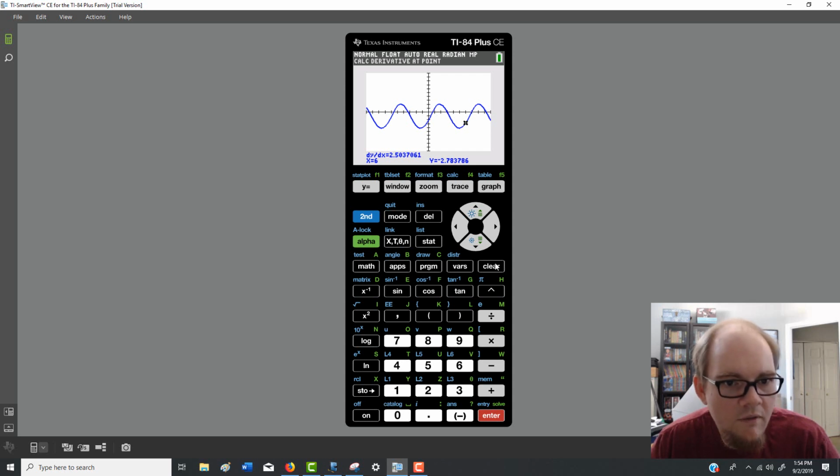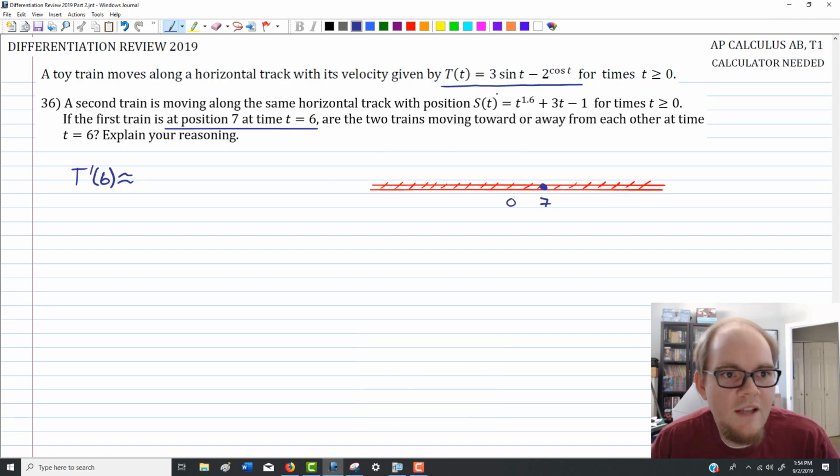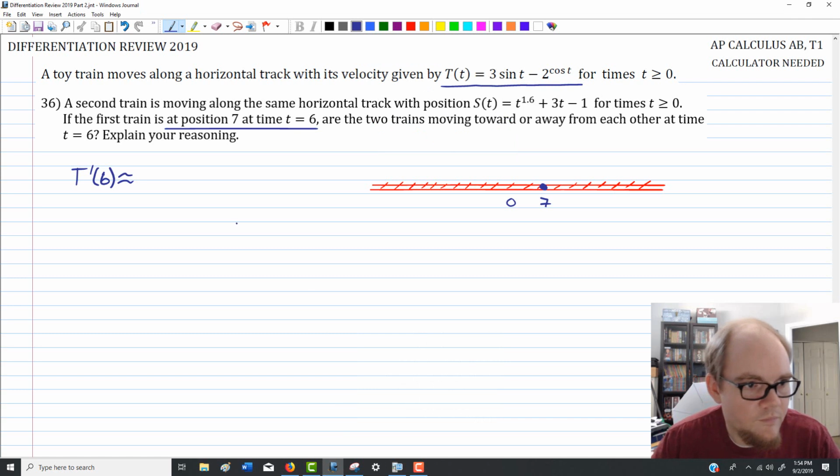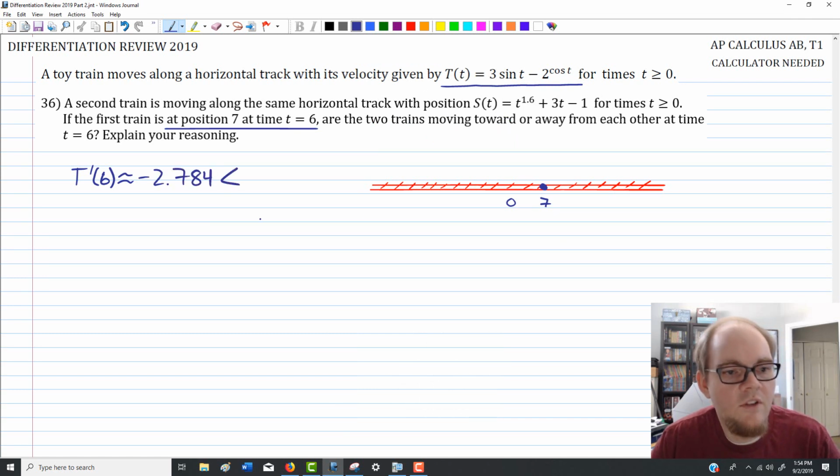Oh wait, the velocity. I did it again, didn't I? We are given the velocity of the train, so we don't need to find any derivative. We just need to see what the value is at 6. And it says at 6 our value is negative 2.784. So what I see is the velocity is negative, which means the train is driving to the left at that moment. Doesn't mean it won't run into the thing some other time, but we know for sure it's running to the left at that moment.